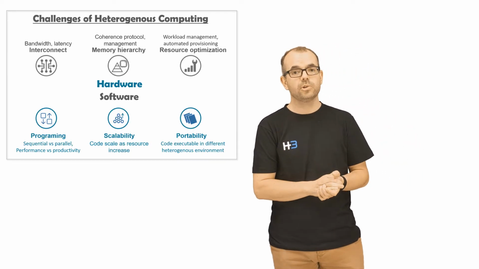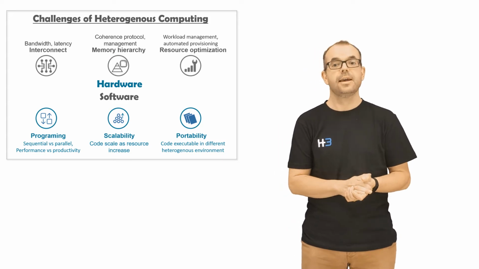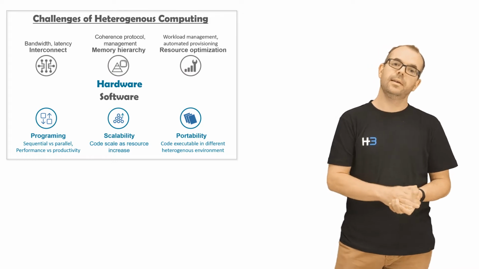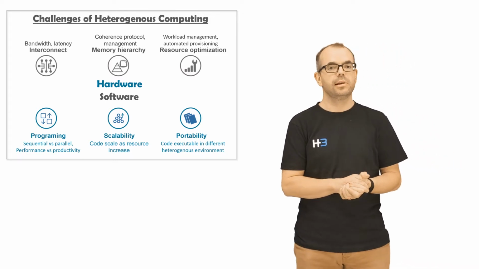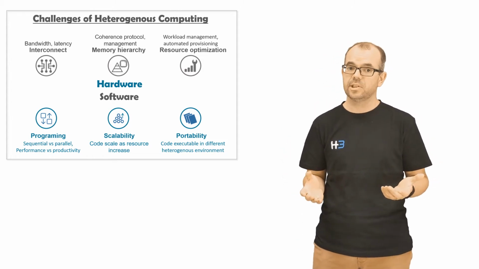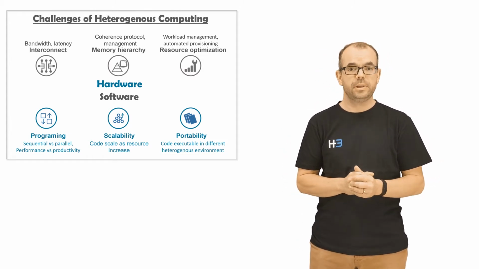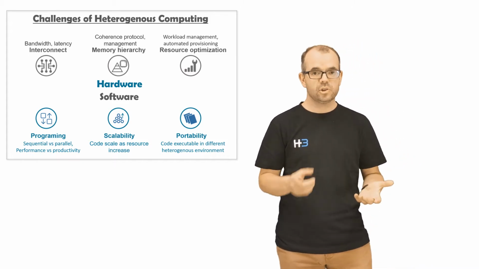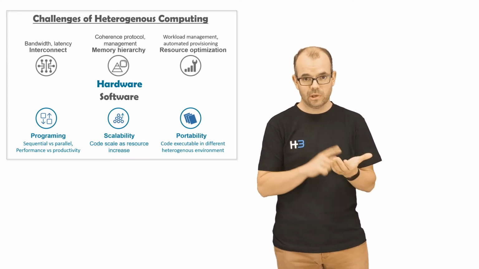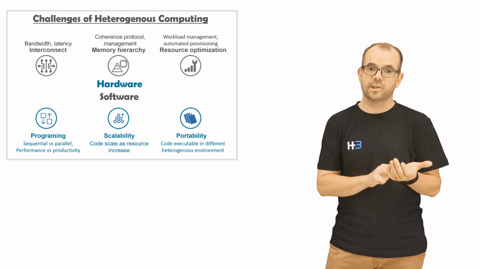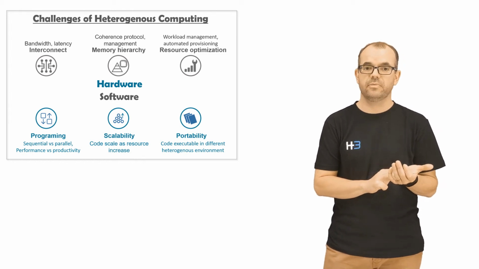Before talking about the analytical intelligence, let's first talk about what challenges heterogeneous computing has, and then we can see what information we can provide to address these issues. In hardware, you need a high bandwidth and low latency interconnect for data transfer, a suitable protocol to manage the system and device memory, and GPU resource provisioning and optimization for all the workloads. In software, the key challenges are coding productivity, scalability as GPU increases, and code portability in different heterogeneous environments.